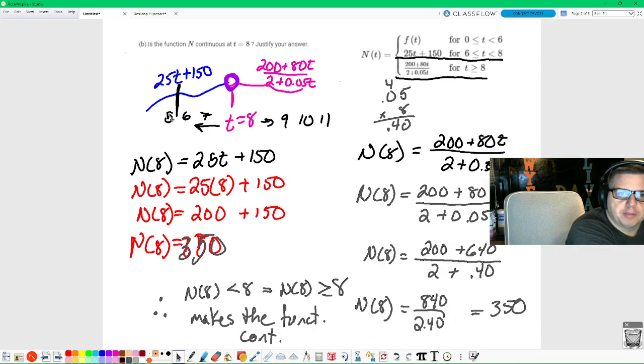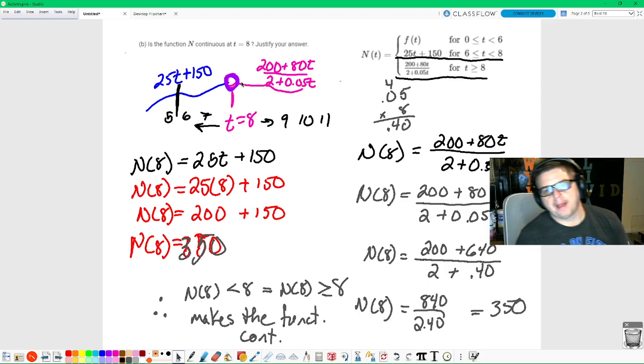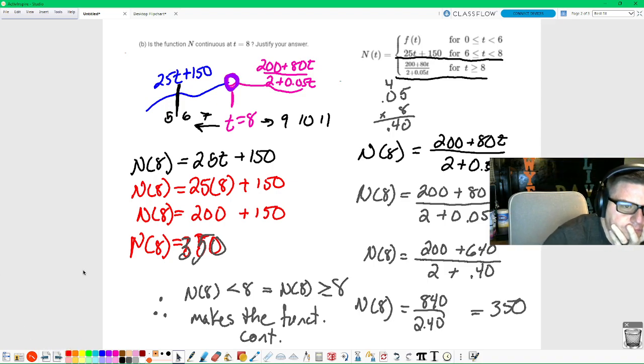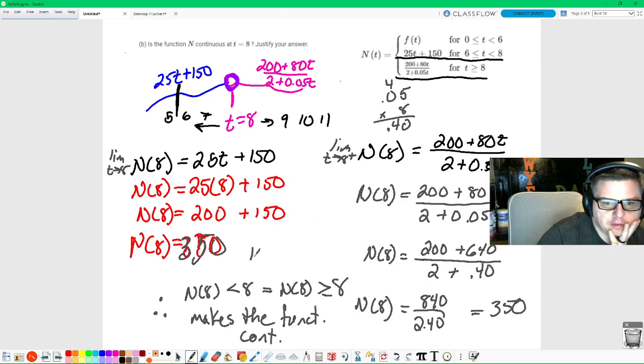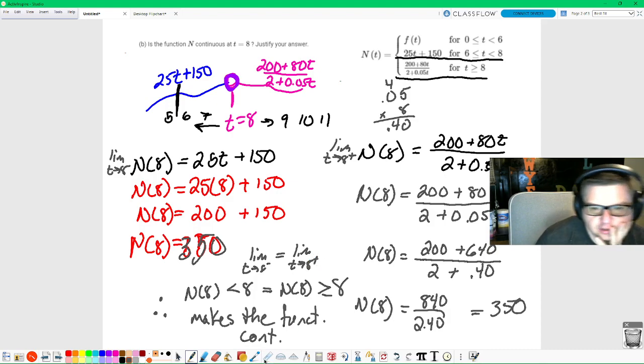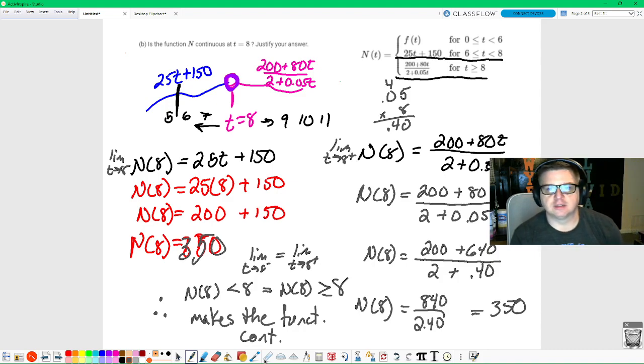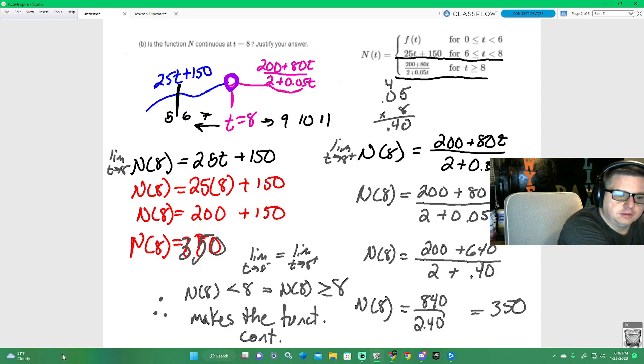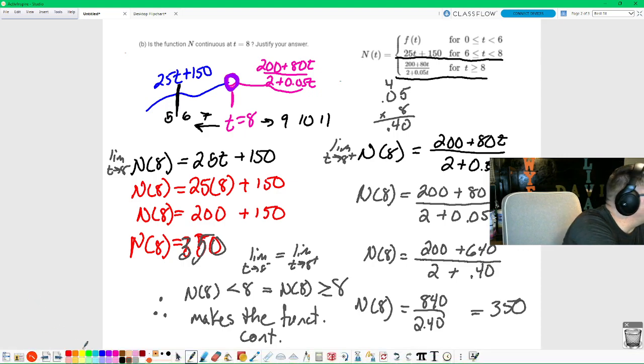So maybe my limits needed to get in there somewhere. So maybe I needed to do a better job of putting the limit as t approaches 8 from the left and the limit as t approaches 8 from the right, and showing that the limit from t approaching 8 from the left equals the limit t approaching 8 from the right. Therefore, the overall limit exists and the function is continuous. Oof. Man, it's quite a bit though.